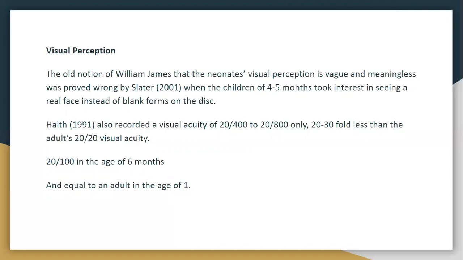Visual acuity accordingly record की गई थी 20 out of 400 to 800. यानी कि बहुत कम उनकी विजुअल एक्टिविटी थी, which is 20 to 30 folds less than a normal adult, जिसकी 20 out of 20 होती है. Now 20 by 100 होती है 6 months में, और जिस टाइम पे एक बच्चा 1 साल का होता है उस टाइम नॉर्मल एडल्ट्स विजुअल एक्टिविटी जो होती है 20 by 20 वो अचीव कर चुका होता है. Now this is because of the maturation of the sensory organ as well.